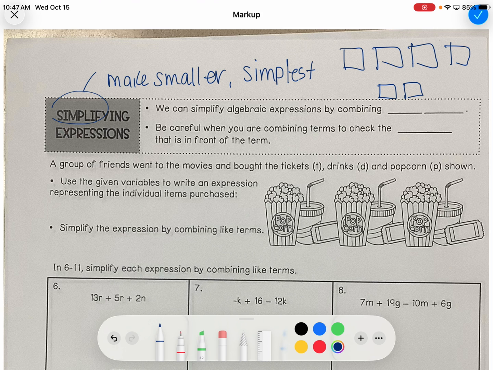How am I going to do that? Let's pretend my train is carrying, I don't know, animals. What it's going to look like is putting all of the horses in one cart, all of the chickens in another cart, all of the cows in another cart. Does that make sense? So we can simplify algebraic expressions by combining any like terms. You have to be careful when you're combining like terms because you have to check the sign that's in front of them. So you have to check whether you're subtracting or adding.